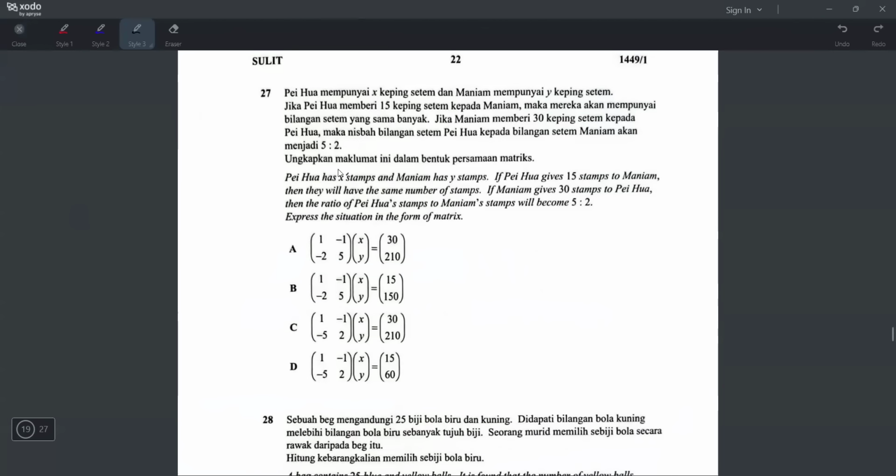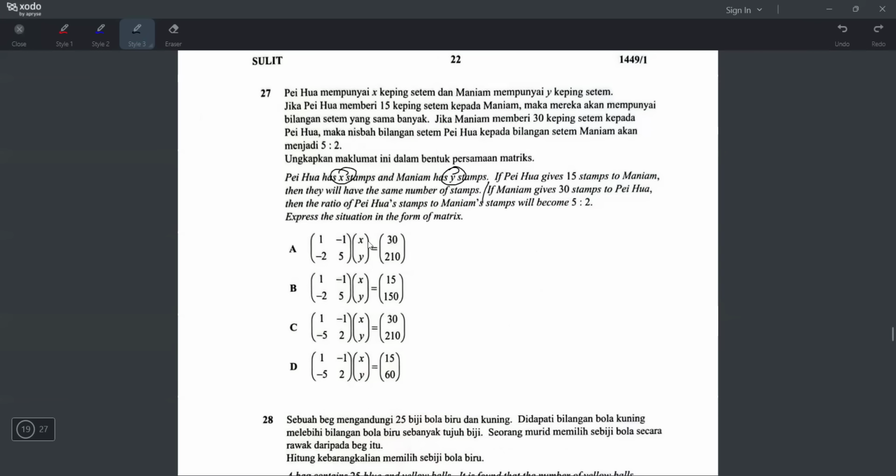Pei Hua has X stamps and Maniam has Y stamps. Okay, they both have different amount of stamps. If Pei Hua give 15 stamps to Maniam, then they will have the same number of stamps. Oh, they ask like that. Okay, tak apa, we read the whole thing first. Nanti baru kita start thinking. Okay, sekarang kita baca dulu. If Maniam give 30 stamps to Pei Hua, then the ratio of Pei Hua's stamps to Maniam's stamps will become 5:2. Oh my god. And then express the situation in the form of matrix. So look at the jawapan, they all bagi dalam bentuk matrix.